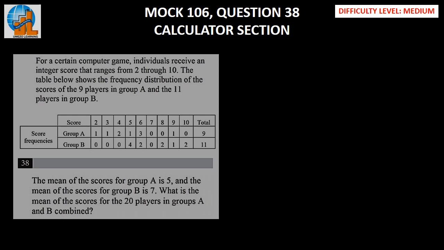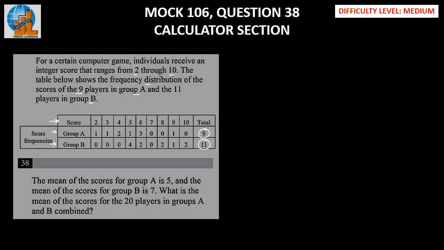For a certain computer game, individuals receive an integer score that ranges from 2 to 10. The table shows the frequency distribution of the score of the 9 players in Group A and 11 players in Group B. These are the scores that have been given to us, and these are the score frequencies in Group A and Group B. As we can see, there are 9 players in Group A and 11 players in Group B.